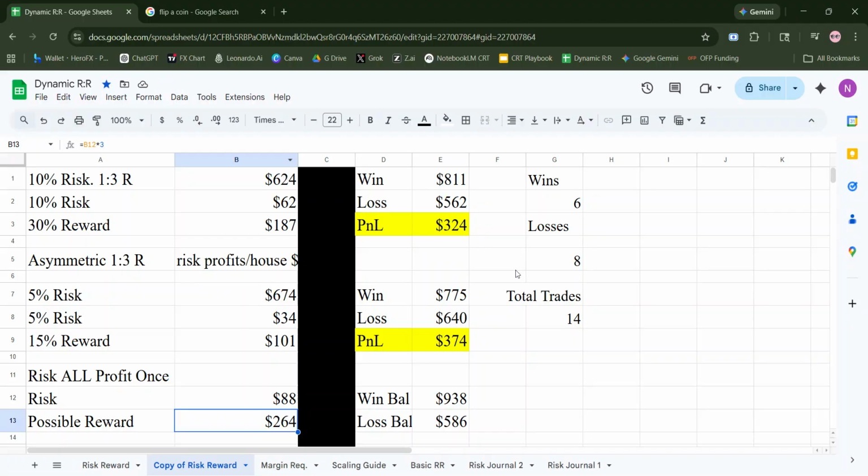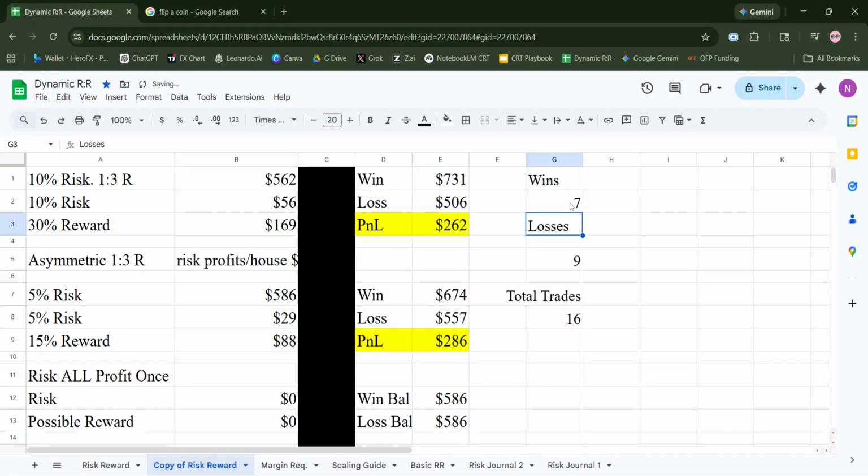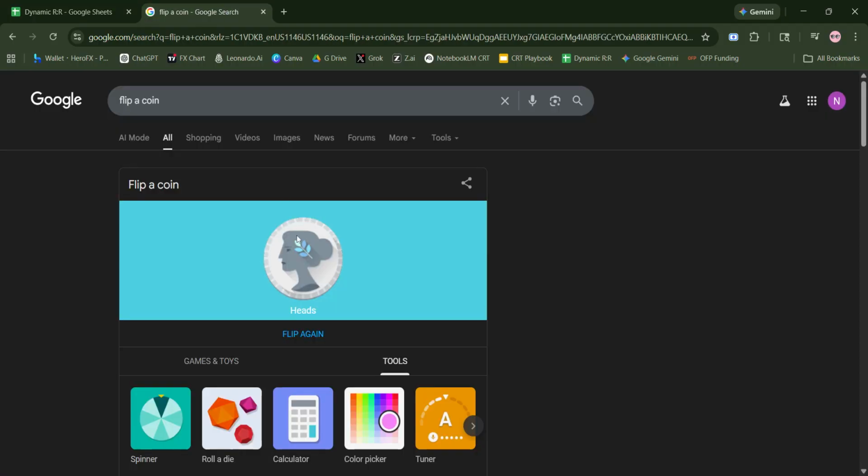That's a loser. 562. And loss balance here is 586. We'll zero that out. Next. Okay, we have a winner. 731. 674 with $88 risk on the next trade because that's the profit.